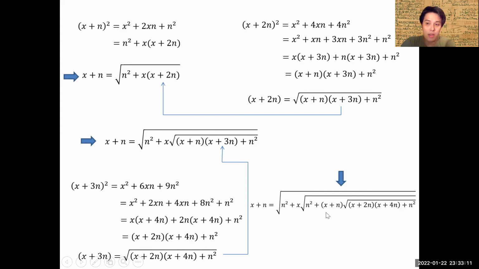So what does this signify to us? n squared is repetitive. If I just let it be a certain value, it will turn into a constant. That's one thing.